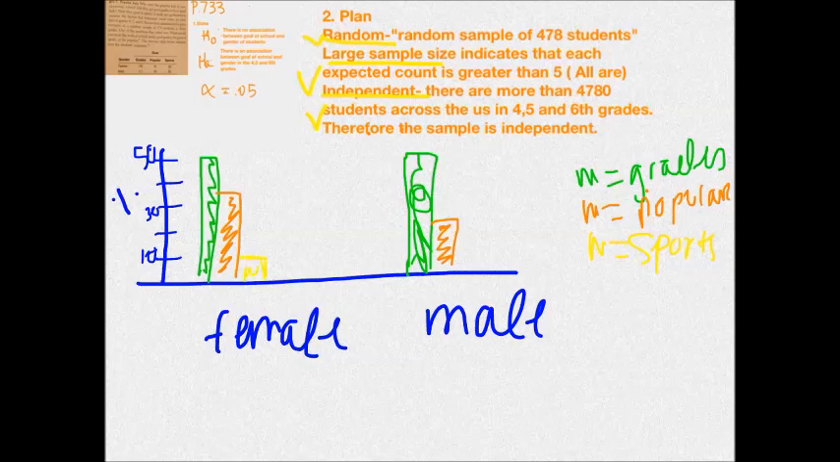So this is that, and there. So just by looking at the graphs, we can tell that there's a clear difference in the goal of females for popularity and the goal of males for sports. So we can say that the girls were more likely to pick popular and the boys were more likely to pick sports. Then we can move on to our next step.